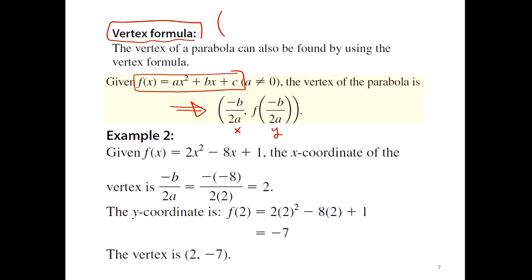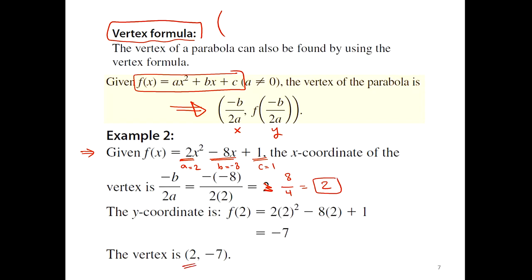To obtain the y. For example, here we have 2, so a equals 2. We have the coefficient of x minus 8, so b equals minus 8. And c equals 1. So the x-coordinate is minus b over 2a, which is minus negative 8 over 2 multiplied by a, which is 2. So we have 2 multiplied by 2. In the numerator, we have 8, and in the denominator, we have 4. 8 over 4 is equal to what?